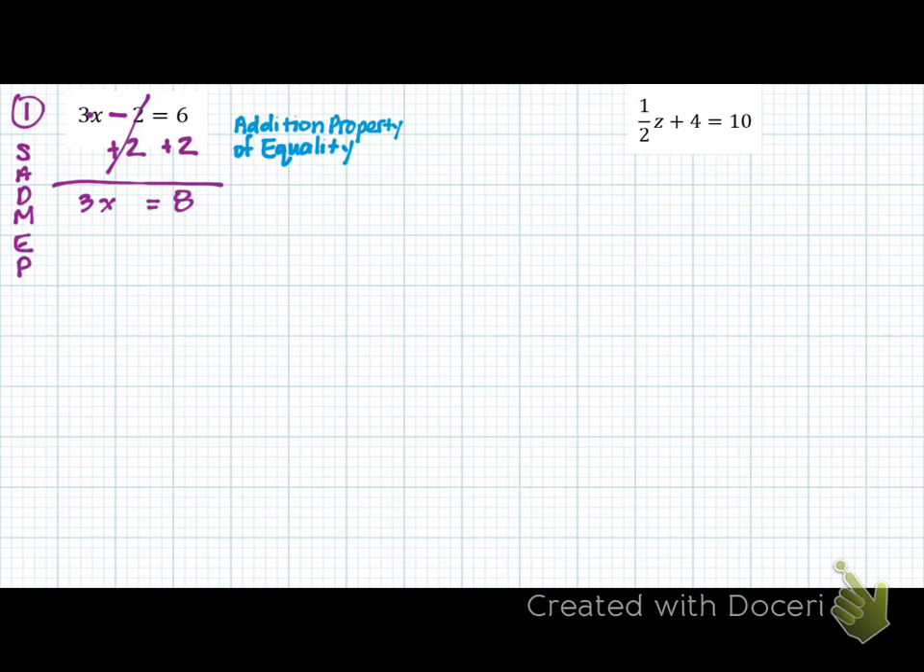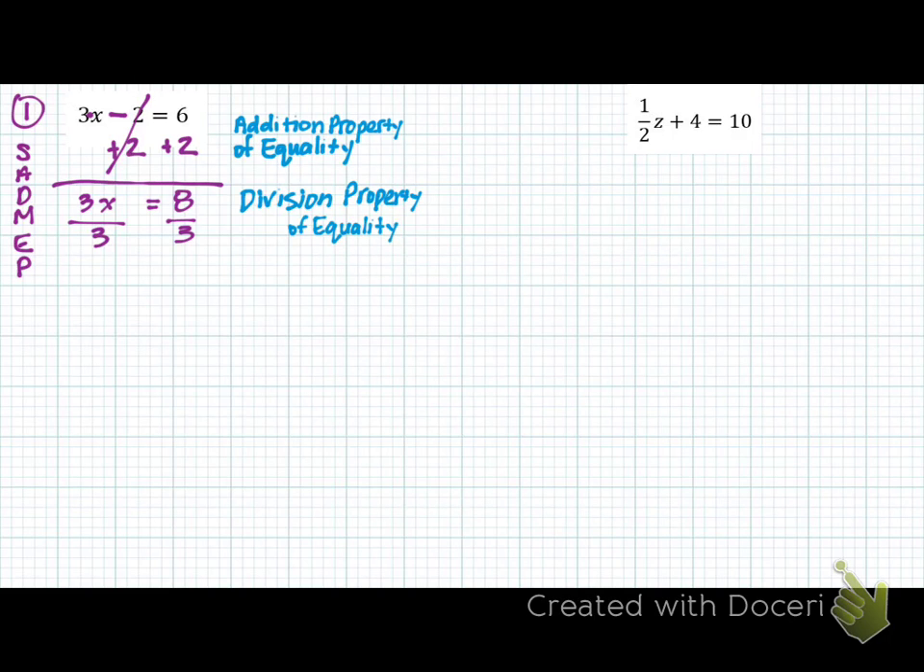Then I know I checked my subtraction signs. Are there any addition signs? Are there any division signs here? No. Multiply. Yeah, there's a 3 times x. What's the opposite of multiplying by 3? Dividing by 3. So I'm going to divide both sides by 3. Okay? The 3's cancel out, and I know that I use the division property of equality. So then I'm going to write that down to justify my answer.